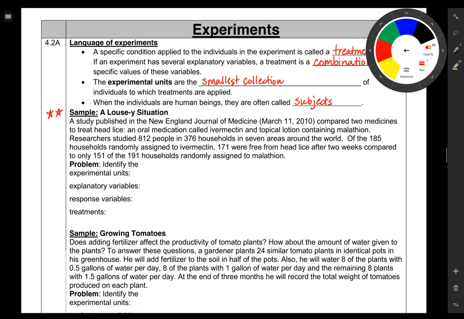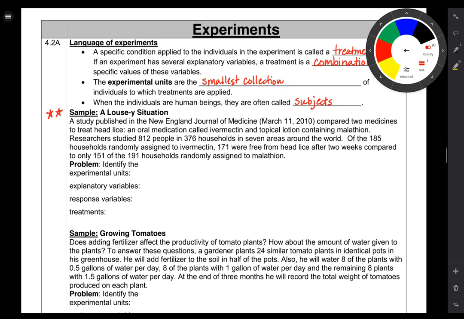A study, this is called a lousy situation. A study published in the New England Journal of Medicine, March 11th, 2010, compared two medicines to treat head lice, an oral medication called ivermectin and a topical lotion containing malathion. Researchers studied 812 people in 376 households in 7 areas around the world. Of the 185 households randomly assigned to ivermectin, 171 were free from head lice after 2 weeks, compared to only 151 of the 191 households randomly assigned to malathion.